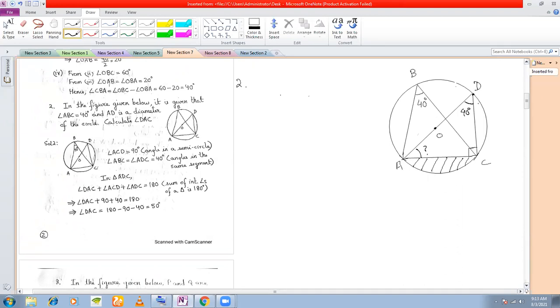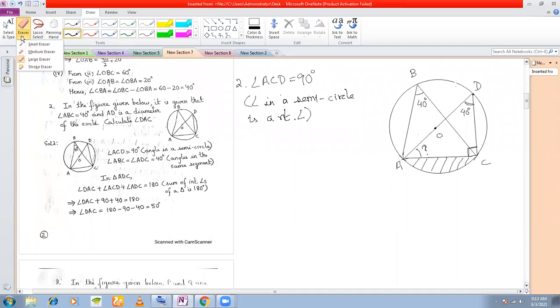So now consider triangle ADC. In triangle ADC, you know this 90-degree angle and you know this 40-degree angle. That means obviously you can find out the third angle in this triangle. Is it clear? Angle ACD is equal to 90 degree. Angle in a semicircle is a right angle. Okay, so the 90-degree angle we know.